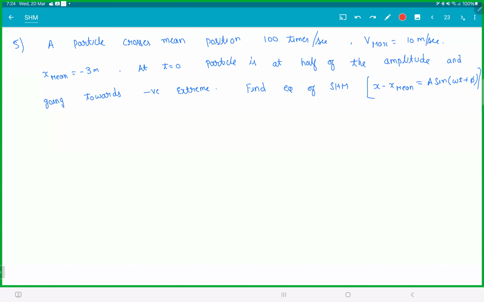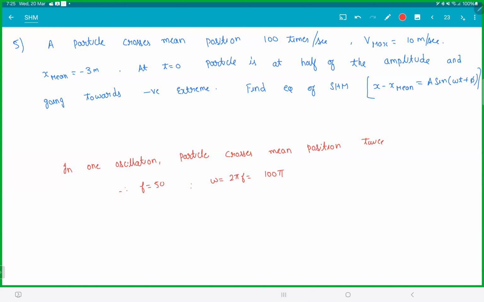What is frequency? That's our biggest trap. In one oscillation, how many times do you cross the mean position? In one oscillation, the particle crosses the mean position twice. And you're crossing 100 times per second. Therefore, frequency is 50. Are you getting this? If you take f as 100, you're gone. The whole question is gone. Therefore, omega is 2 pi f. That is 100 pi. Clear?